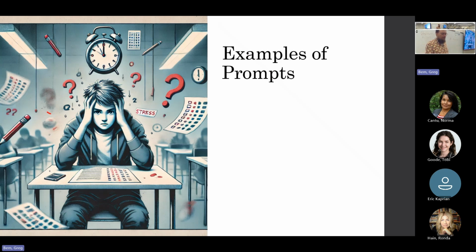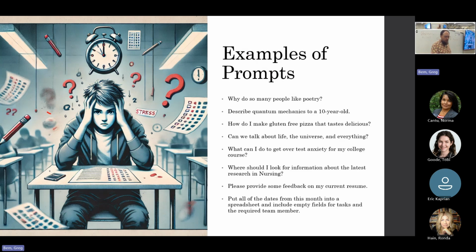We're going to do the demonstration in a second, but I just want to give you a few examples of prompts you can use. Why do so many people like poetry? You could ask a Gen AI tool that question. Describe quantum mechanics to a 10-year-old. How do I make gluten-free pizza that tastes delicious? Can we talk about life, the universe, and everything? Which is a reference to the Douglas Adams book, Hitchhiker's Guide to the Galaxy. What can I do to get over test anxiety for my college course? Where should I look for information about the latest research in nursing? Or maybe medical billing and coding?